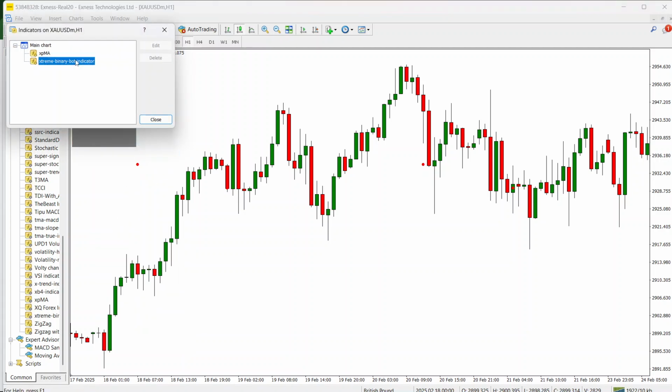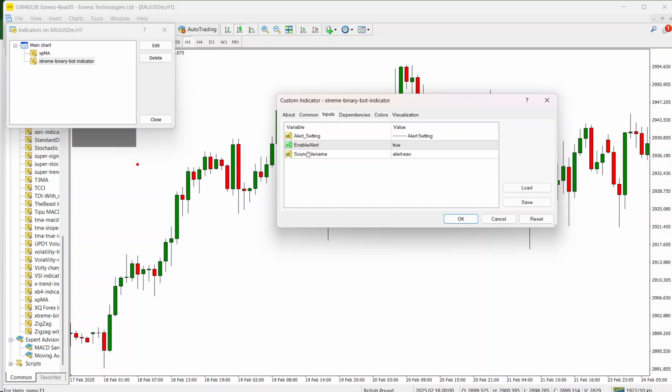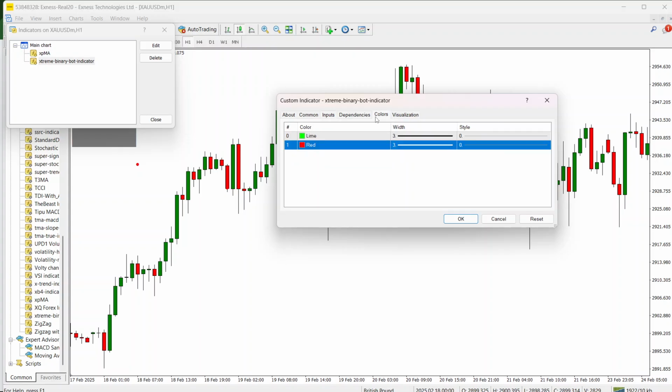You can check its alert settings and enable alert. You can also change its color for the color dots.